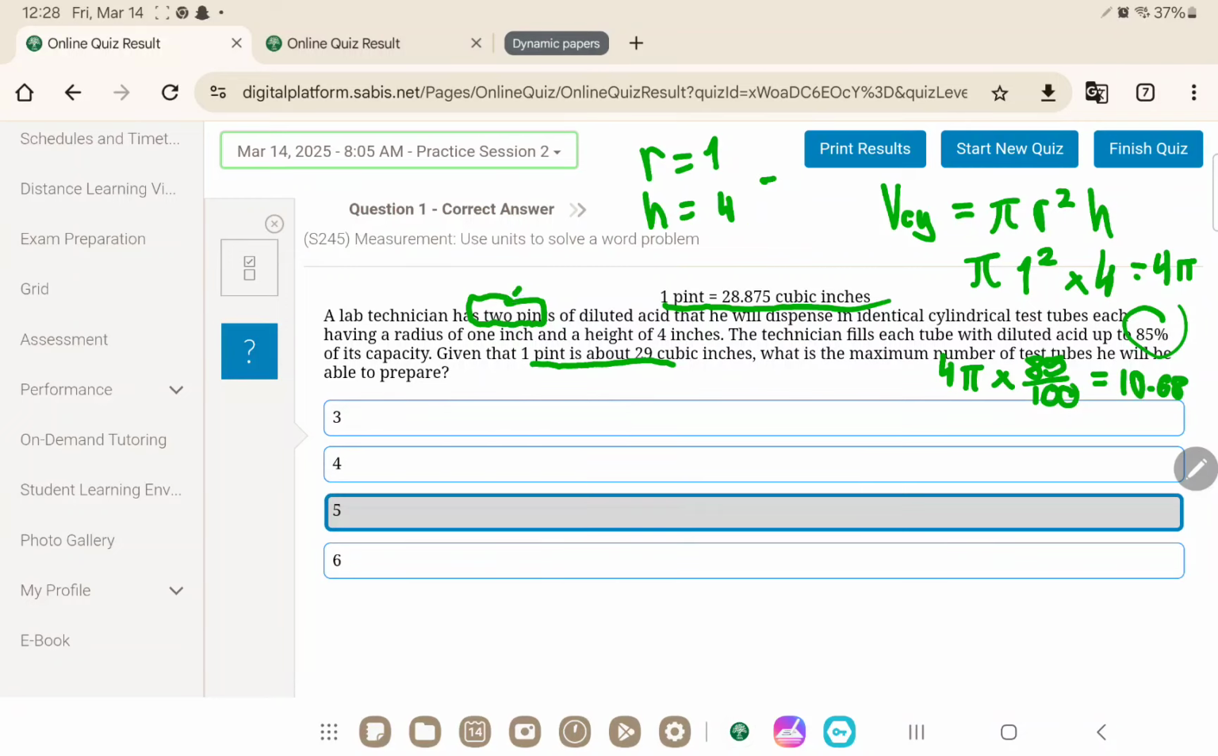Now, we need to multiply the 2 pints by 29. So it's 2 times 29, because that's how many pints we have. So it is 58.